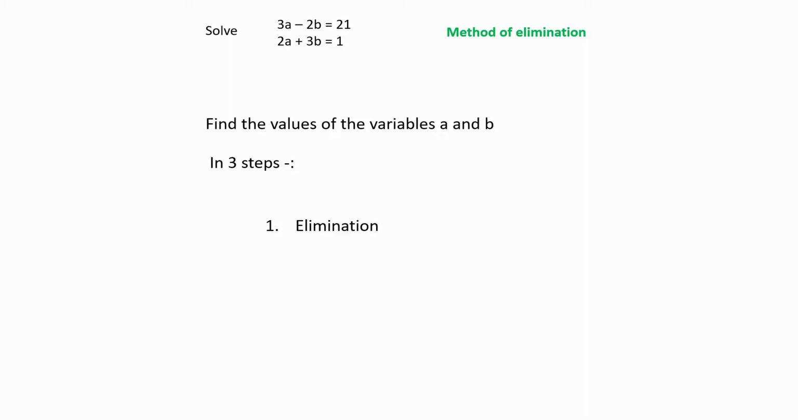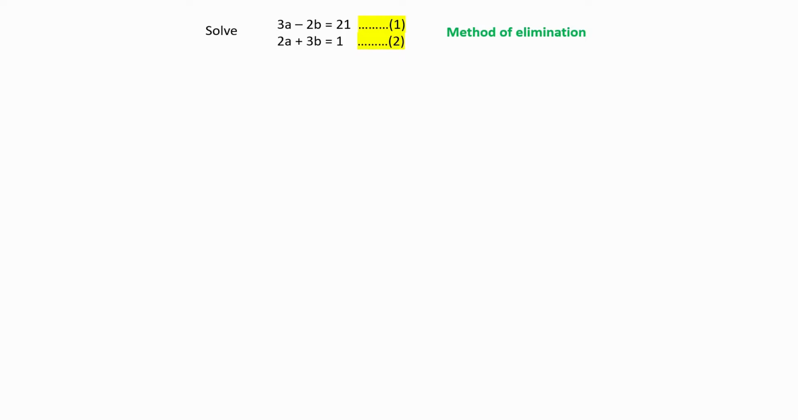1. By eliminating one of the variables and evaluating the remaining variable. 2. By substituting this value into one of the equations and solving. And 3. Substituting the 2 values of a and b into both equations to check it evaluates to the right-hand side of the equation. First, label the equations as 1 and 2.